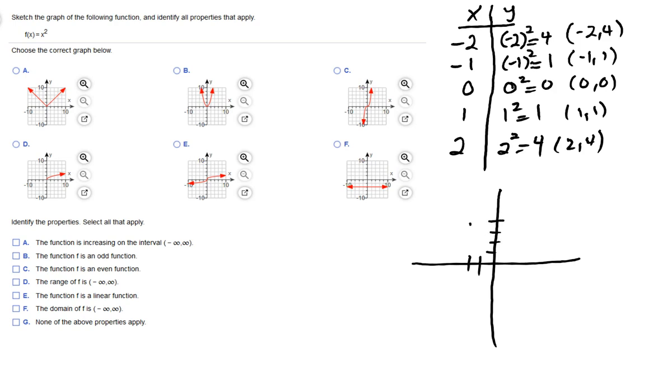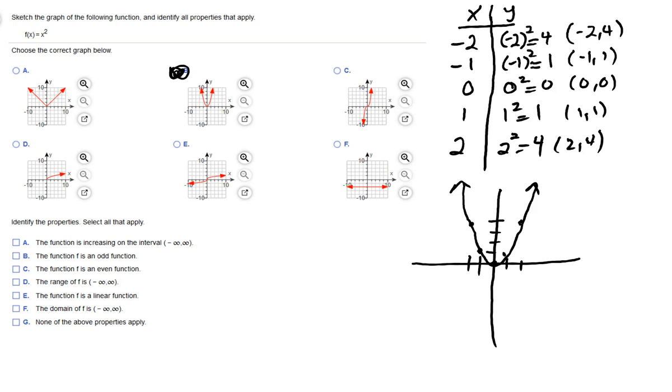-2 and 4 would be here. -1, 1. 0, 0. 1, 1. 2, 4. And I get this picture here, which is a parabola. So I would select answer choice B for the first part.